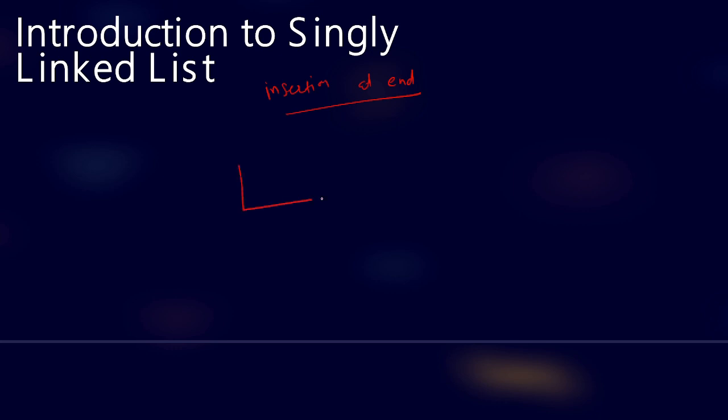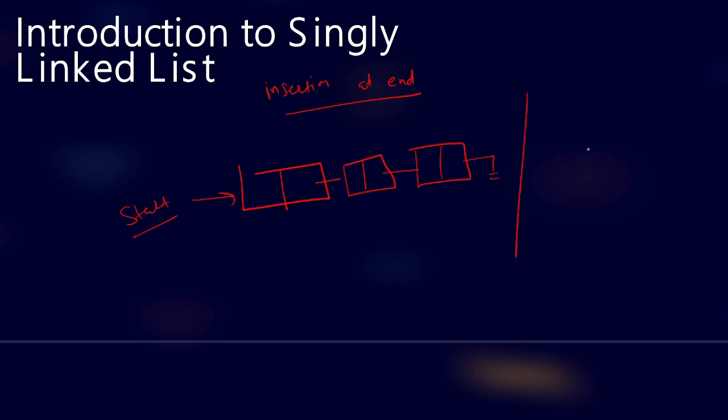Suppose there is a linked list. There are two cases. Suppose there are already some nodes in the linked list. This is start. Start is a pointer pointing to the first node, and this one is the last node. And one case is there is no linked list. It means start has no node, so start is pointing to null.